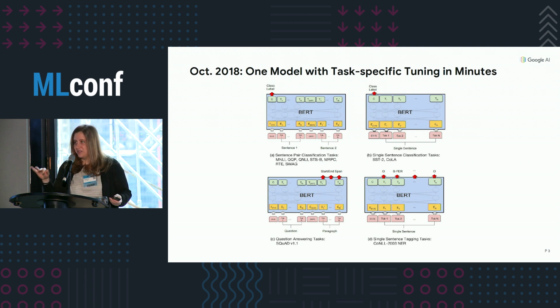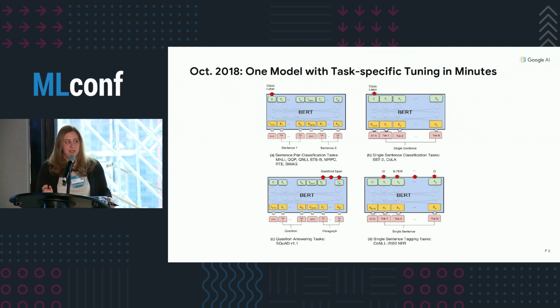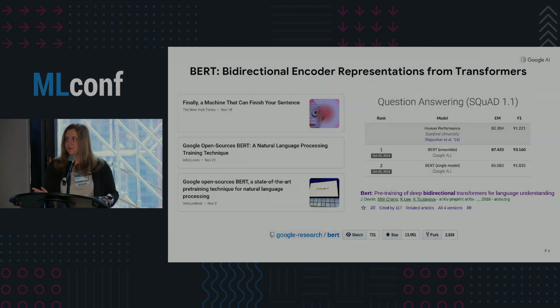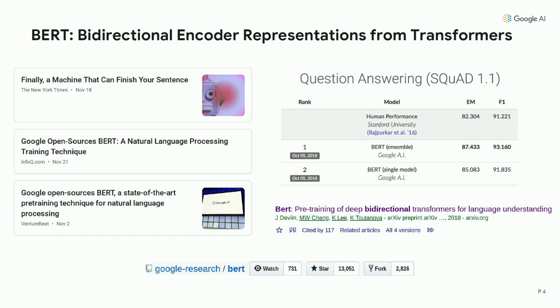So this is showing a diagram of different types of problems you might want to do. You might want to do classification with a single sentence or multiple sentences, or you might have a tagging problem or question answering problems. So these are all different types of outputs, but they can all be represented in a similar way. And so that's what I'm going to tell you about in the first part of my talk today: what is this model, how is it trained, and how can you use it for your tasks.